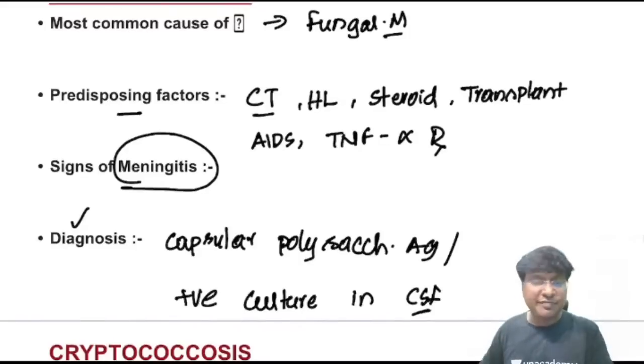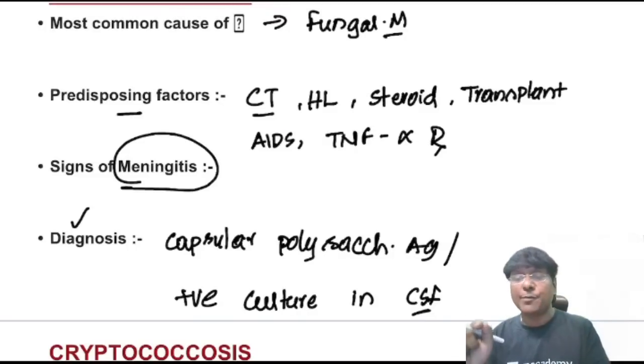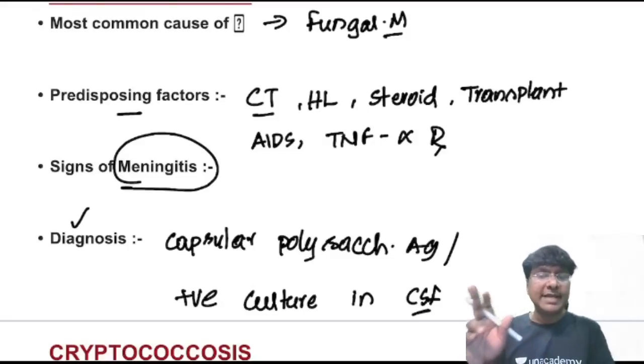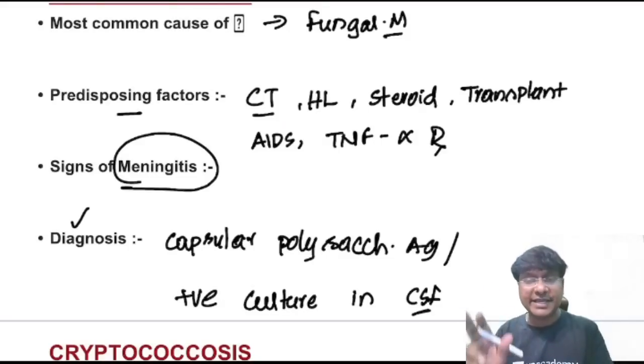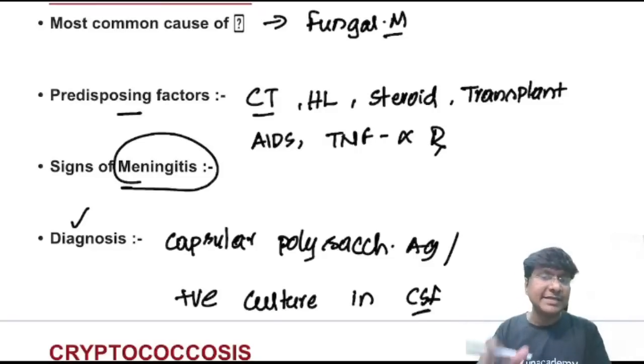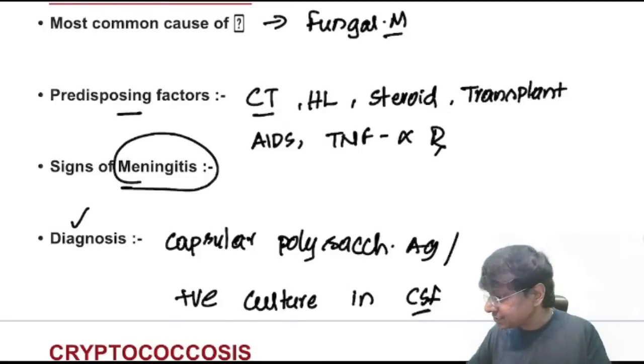They will have signs and features of meningitis. How will you diagnose? Demonstration of capsular polysaccharide antigen or positive culture in CSF is diagnostic. The drug of choice is liposomal amphotericin B, 3 to 4 milligrams per kg per day intravenously for 14 days. That will be the induction therapy. Followed by that, you give an additional 8 weeks of fluconazole, 400 milligrams per day orally. That is consolidation therapy. So that is about cryptococcosis.